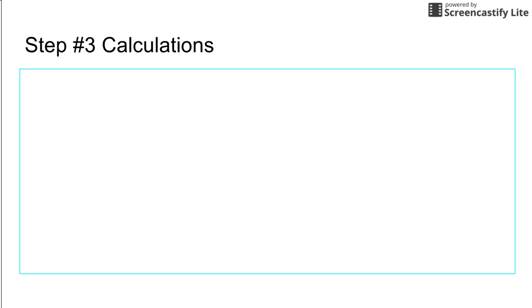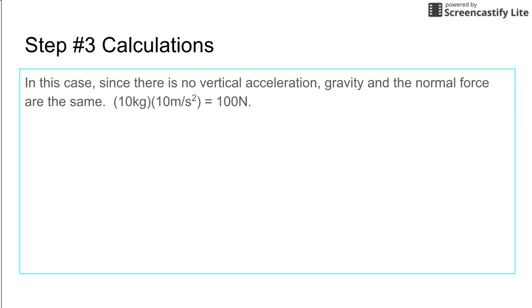So after we've got our givens and our plan, we're going to write down our calculations. First thing we can do is solve for the normal force and the force of gravity. In this case, since there is no vertical acceleration, we know that gravity and the normal force are going to be the same. We do that by essentially calculating the weight, which is mass times acceleration due to gravity. Our mass is 10 kilograms. Acceleration due to gravity is about 10 meters per second squared. And we are going to use that to calculate a normal force of about 100 newtons.